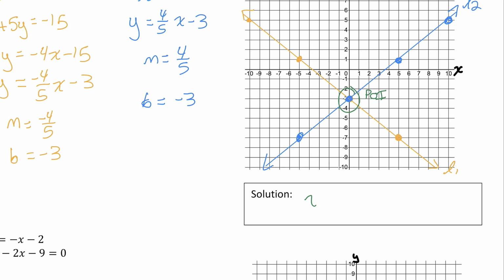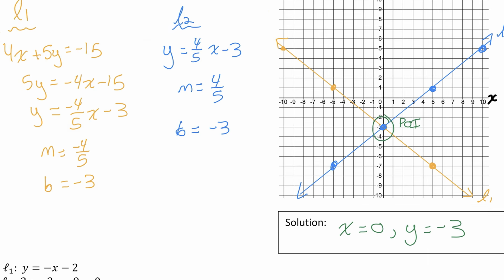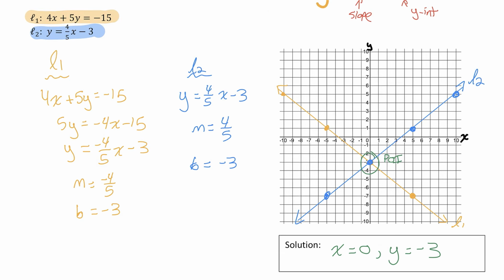Or I could write it as x value of 0 and a y value of negative 3. You could sub those values back into the equations of line 1 and line 2 and verify that that point is on both lines, therefore it's the correct solution to the equation.